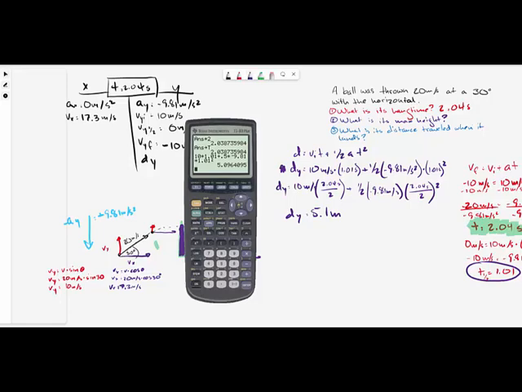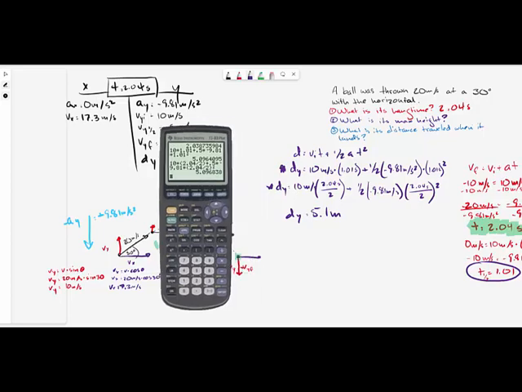Let's take a look at this other method of solving for this. I'm going to do 10 meters per second times half of the total time, 2.04 divided by 2, plus 0.5 times gravity, negative 9.81, times half the total time, 2.04 divided by 2, squared. And we get essentially the same answer. We also get 5.096. If you round it, it's 5.1.